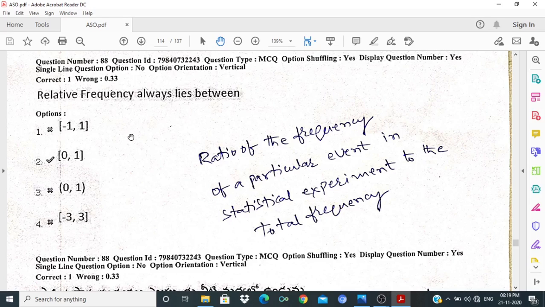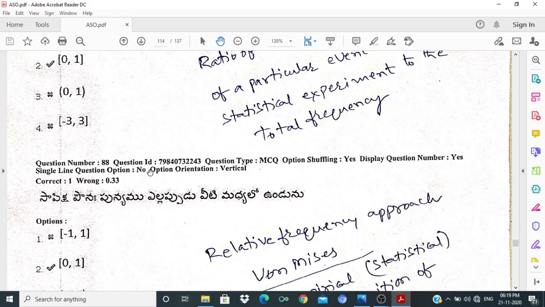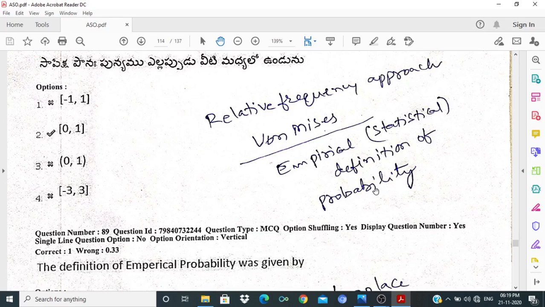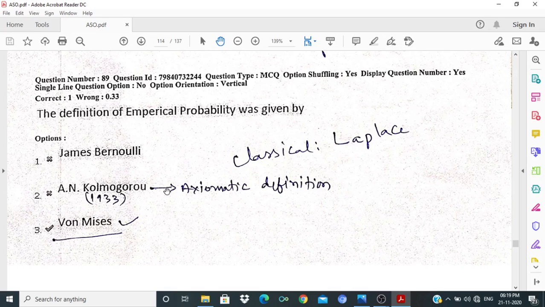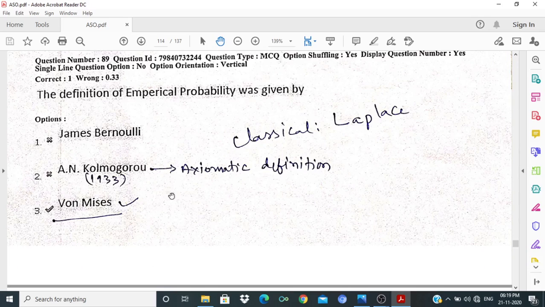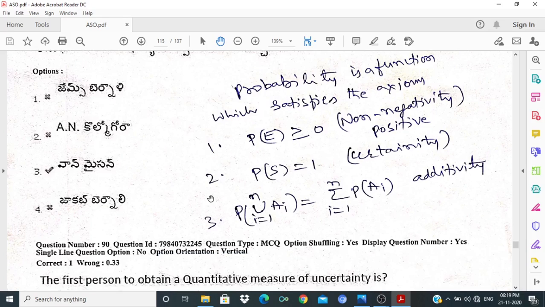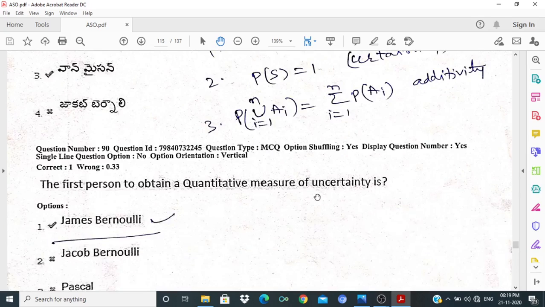The relative frequency approach is the statistical approach, the von Mises approach. This is the empirical definition of probability, where we use the word relative frequency. The empirical definition of probability was given by von Mises. The classical definition was given by Laplace. The axiomatic definition was given by Kolmogorov in the year 1933. Probability is a function which satisfies the axioms: non-negativity, certainty, and additivity. These three are the axioms of probability.